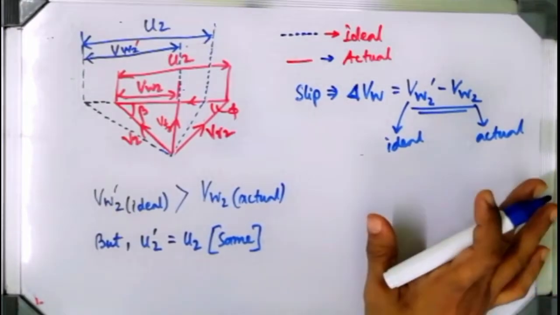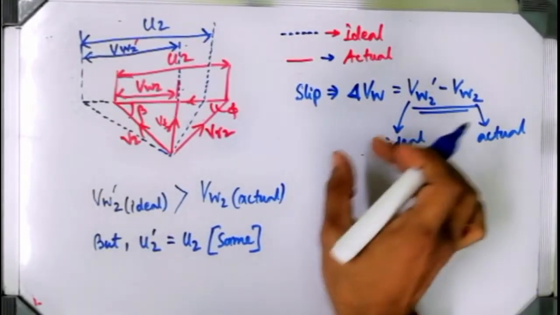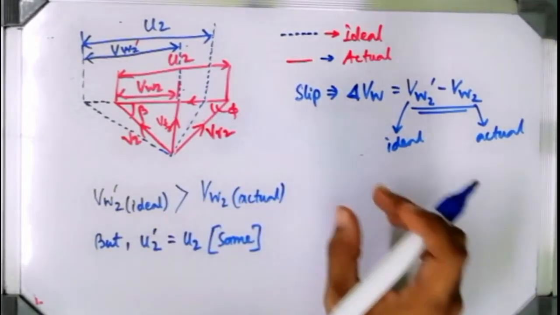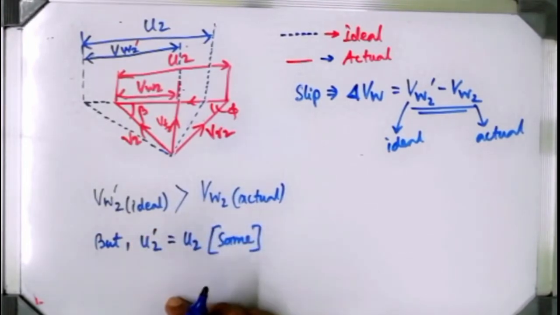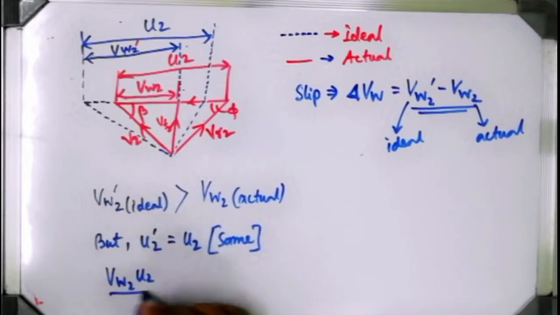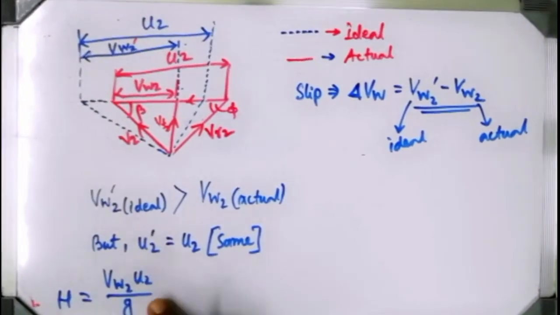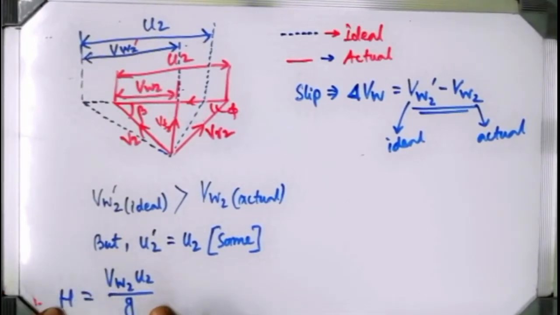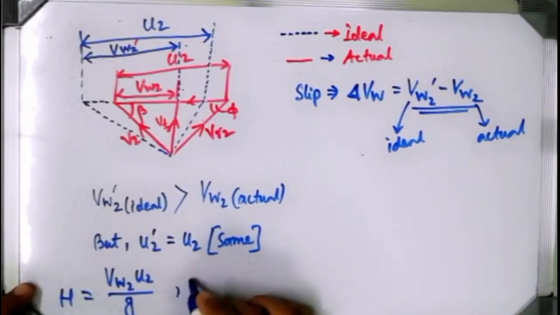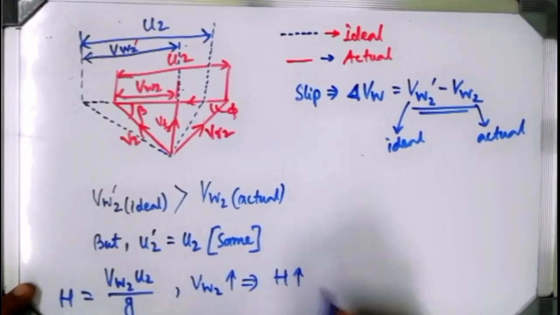Now we have to understand why it is occurring. Obviously, VW2 U2 by g is the net head imparted by the impeller to the fluid, isn't it? So if VW2 is increased, then the head imparted will also increase.